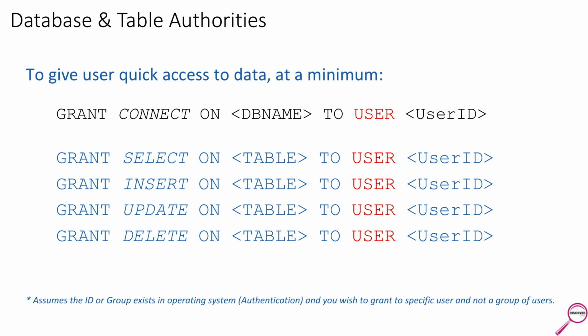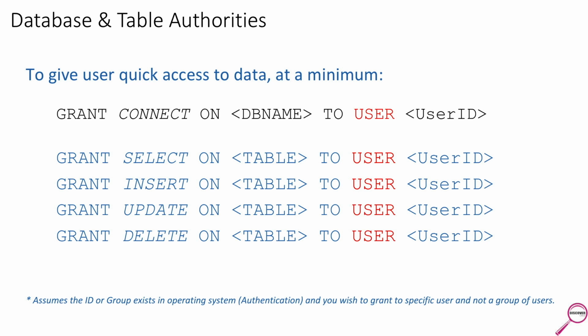Once they've been given connect authority, you issue one of four or multiple commands to give them read, write, or read only access. If you do a command for select, the grant select, you are going to give them read only access to the table. Whereas if you issue all four, you're going to be giving read write access. And notice here that I am granting to user. This is going to be at the user ID level.